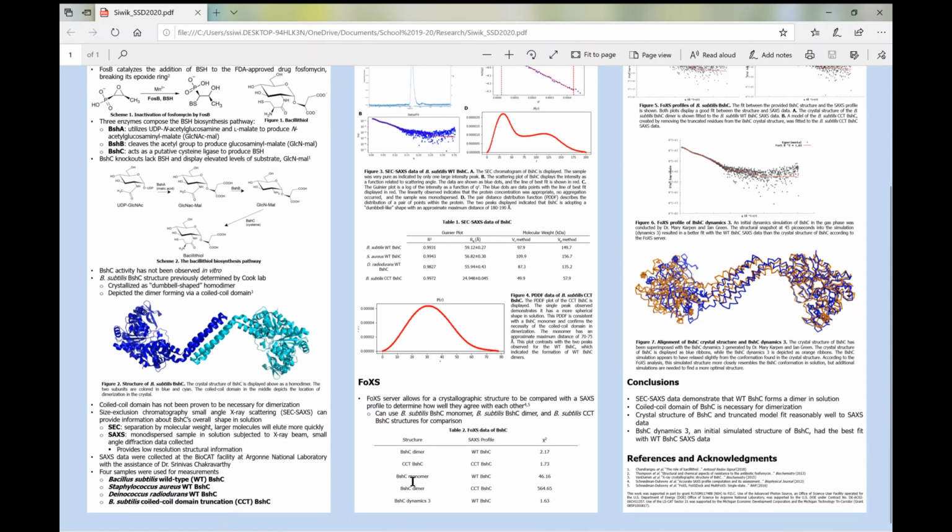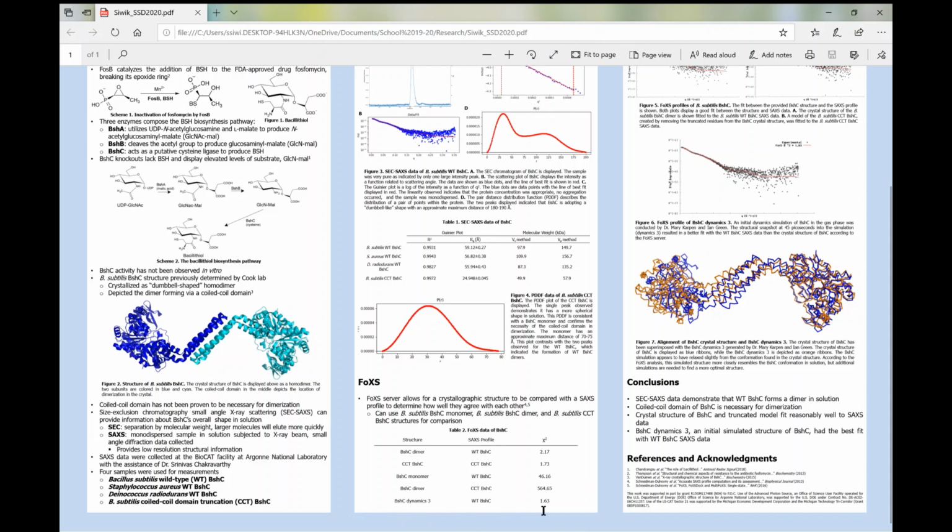Then if we look at these two rows, this is the structure of a BshC monomer, just this guy over here in cyan, with the wild type BshC data, which we saw existing as a dimer, and a very high chi-squared. So it's saying that no, this monomer of BshC does not fit very well with that wild type scattering data. And then this one, the BshC dimer, with both of these subunits, compared to the truncated BshC scattering data fits very, very poorly, really confirming that this truncated BshC scattering profile is not looking like a dimer in solution.